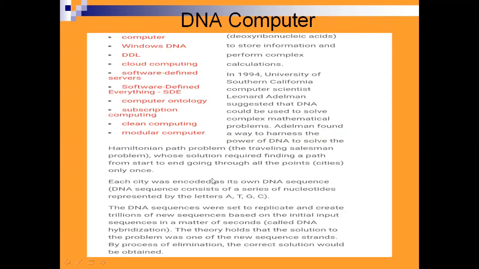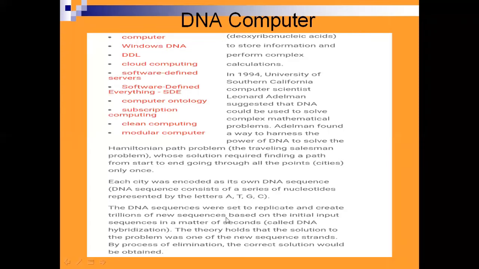So the traveling salesman problem, that is called the Hamiltonian path problem, whose solution required finding a path from start to end, going through all the points, each point is called each city, going through all the cities only once. That is the concept. So each city was encoded as its own DNA sequence. That is, each city is represented by one DNA sequence. That DNA sequence consists of a series of nucleotides represented by the letters A, T, G, C. You know that A, T, G, C are adenine, guanine, cytosine, thymine, present in DNA.